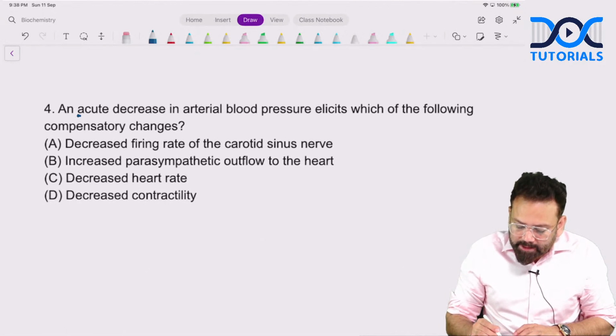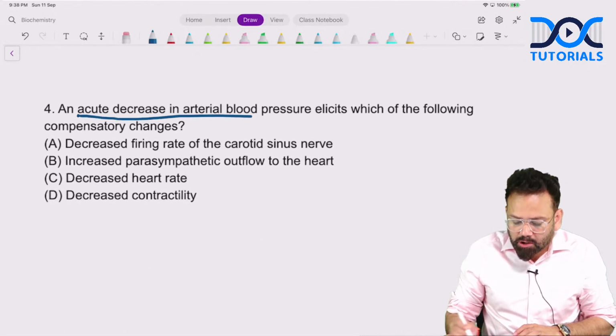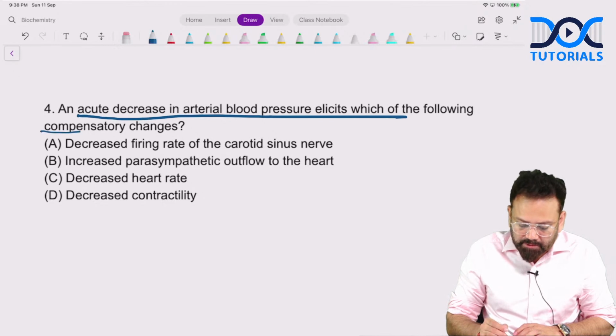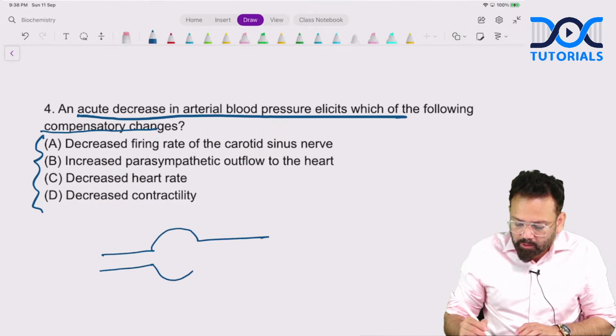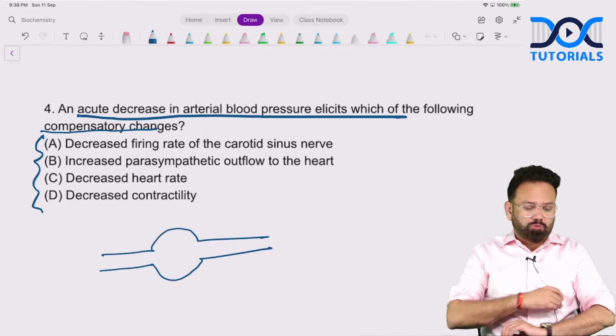Acute decrease in the blood pressure will cause which compensatory change? If there is a decrease in the BP, what will happen to what?